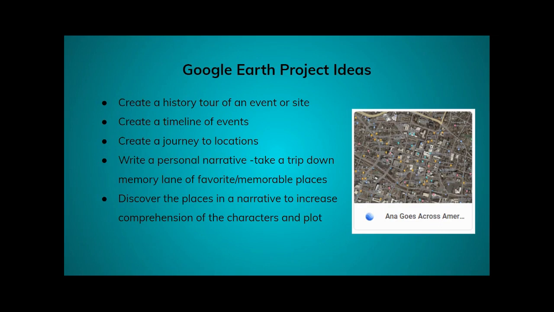Here are some project ideas for you and your students. Create a history tour of an event or site. Create a timeline of events. Create a journey to various locations around the world. Write a personal narrative by taking a trip down memory lane to a favorite or memorable place. Discover the places in a narrative to increase comprehension of the characters and plot. This concept is associated with Google Lit Trips, which are award-winning supplementary reading resources where students become virtual traveling companions, traveling right alongside characters in stories that are commonly read in grades K through 12.